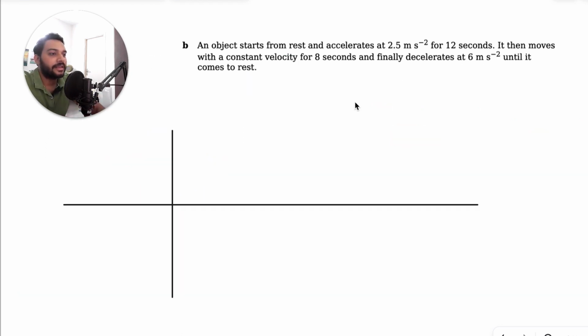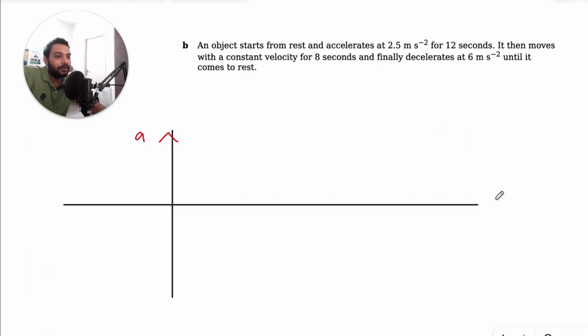The next part says an object starts from rest and accelerates at 2.5 meters per second square for 12 seconds. It then moves with a constant velocity for 8 seconds and finally decelerates at 6 meters per second square until it comes to rest. In this part they've given all values in terms of acceleration and we need to draw the velocity time graph. So let's do a quick graphing of the acceleration, then we'll move on to the velocity time graph that is asked.